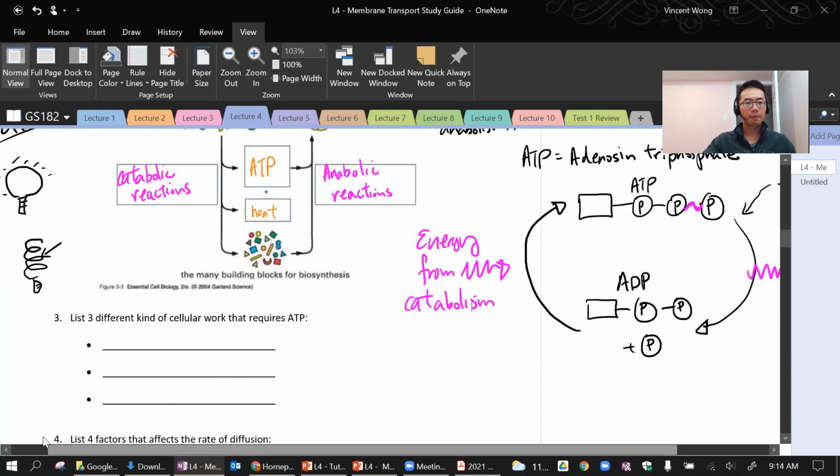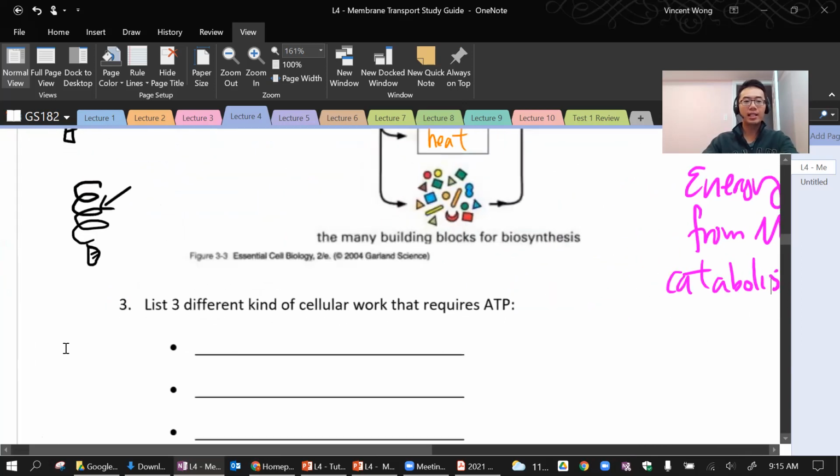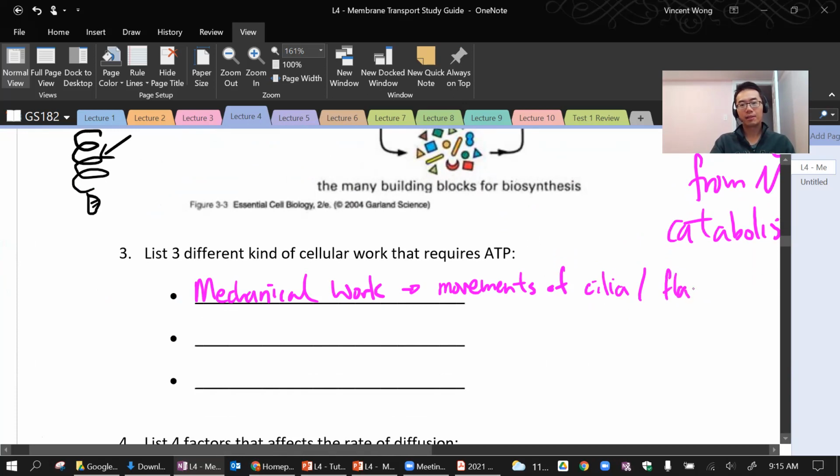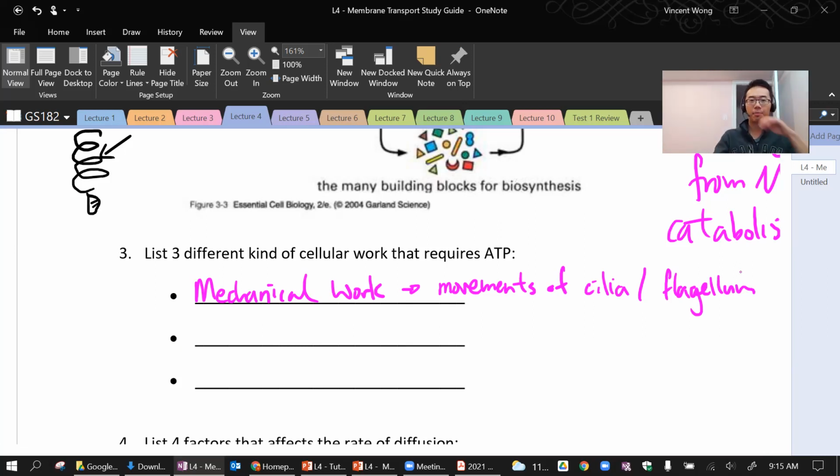All right. What else do we use the ATP for? Well, we can also use the ATP for things like mechanical work. An example of mechanical work would be movements of cilia or flagellum. That requires energy, and you will supply it in the form of ATP.